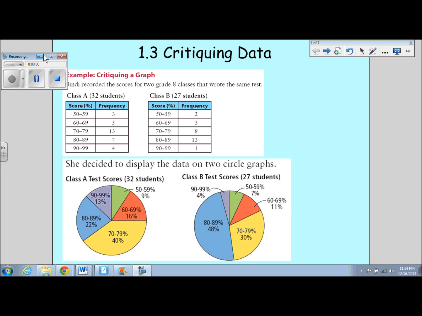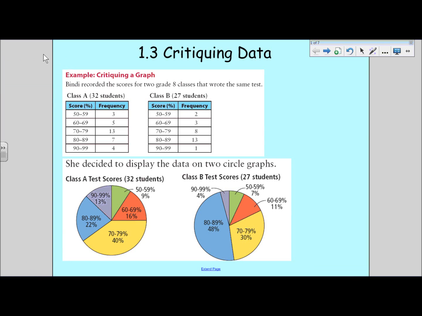This is 1.3, critiquing data. So in the example below, Bindi recorded the scores for 2 grade 8 classes that wrote the same test. Class A, which was 32 students, and Class B, which was 27 students. She decided to display the data on 2 circle graphs.